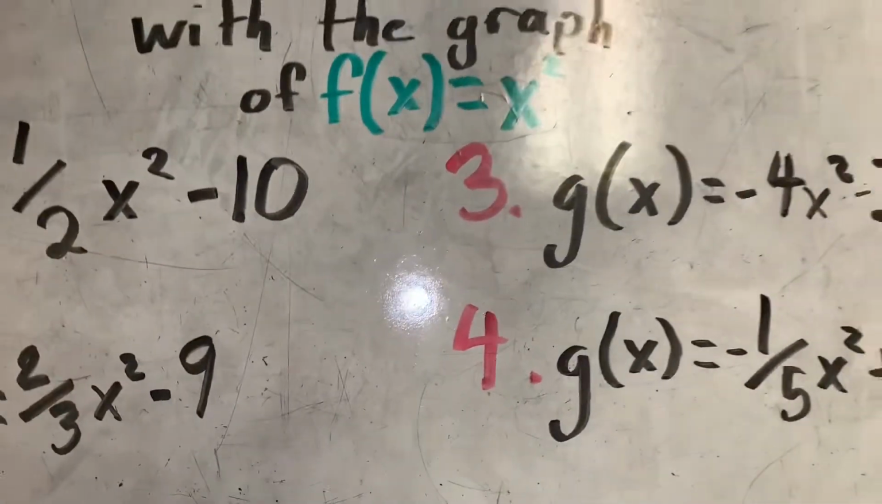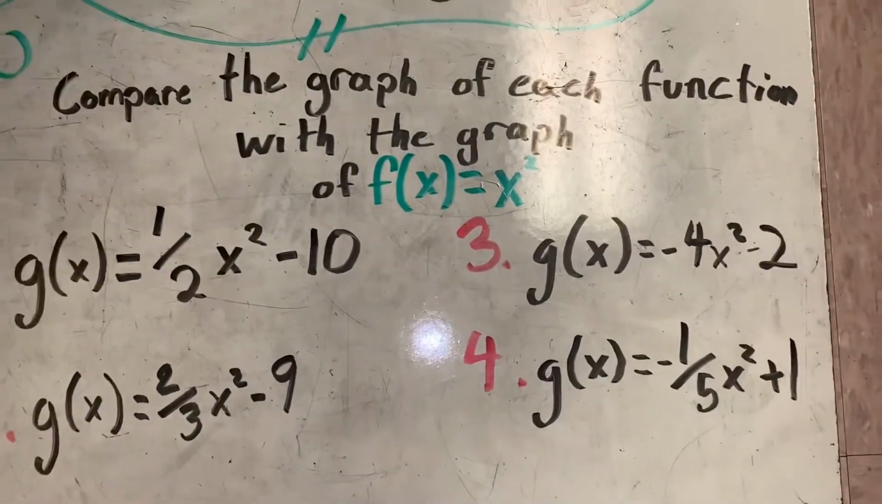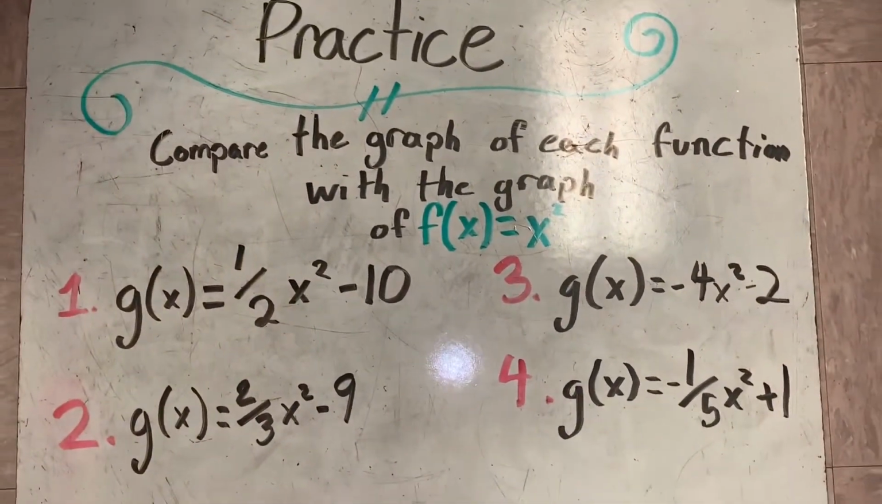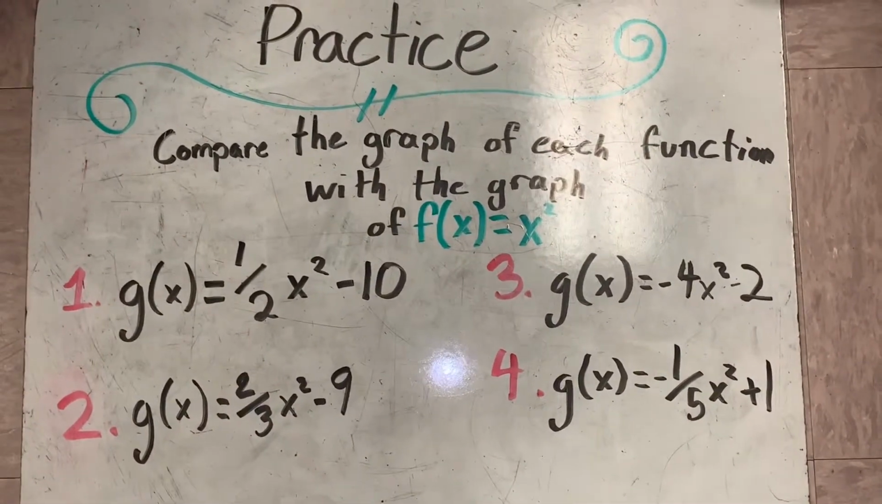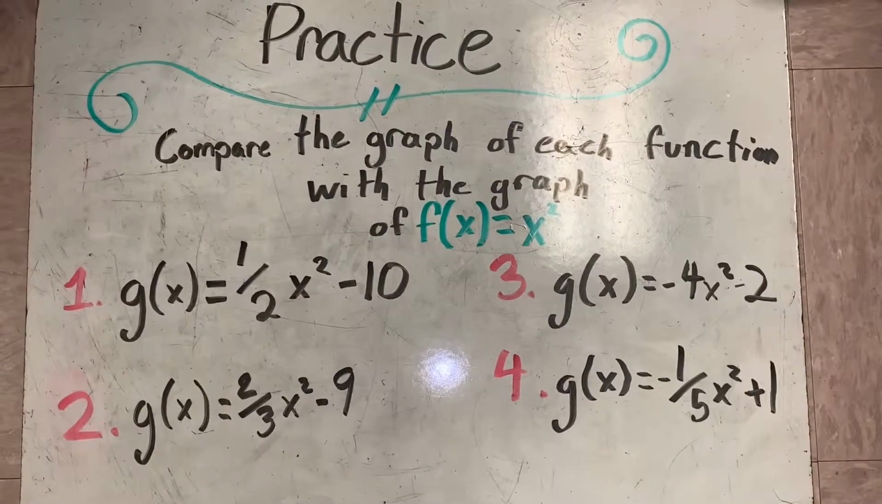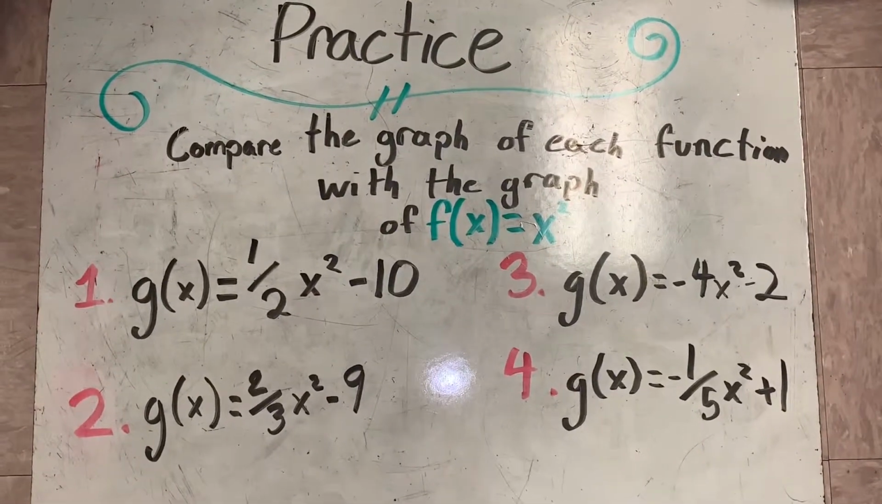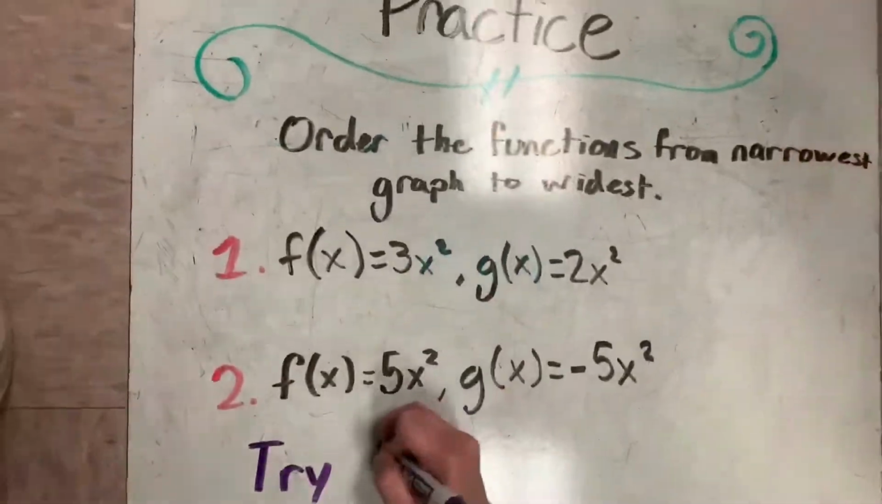Practice. Compare the graph of each function with the graph of f of x equals x squared. Number 1, g of x equals half x squared minus 10. Number 2, g of x equals 2/3 x squared minus 9. Number 3, g of x equals negative 4x squared minus 2. Number 4, g of x equals negative 1/5 x squared plus 1.